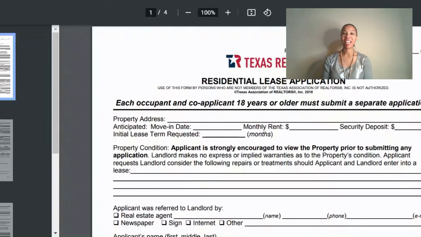to our Now That You're a Client series. And we are going to continue on with the residential lease application.